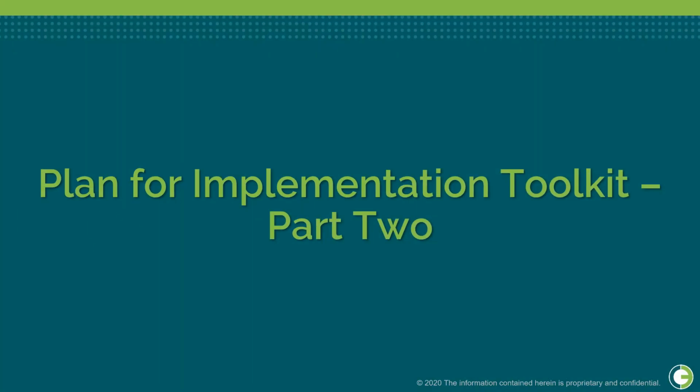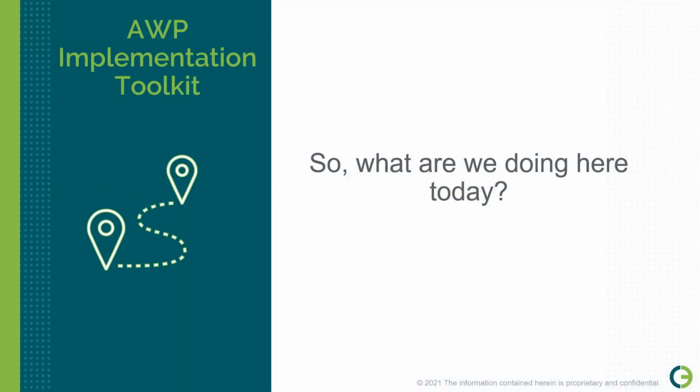Okay, so back to the implementation toolkit. What are we doing here today? Why are we here? What are we talking about? We want your opinion. We want to know what gaps you see. We want to know what tools and information you need to make a case for AWP within your organization. We want to know what you can't find, what you don't understand, and what you need direction in.